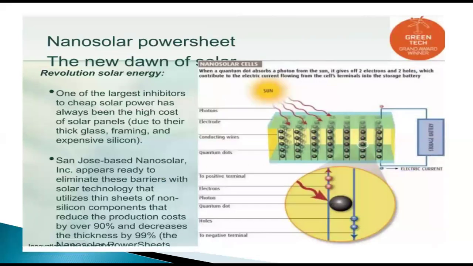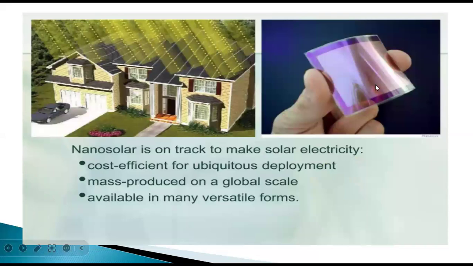And also by developing nano solar power sheets, using advanced technology, we can manufacture solar sheets, very high technology. Even with very little sun, very few sun rays, we can generate a lot of electricity. So that is the nano solar power sheet, one of the advanced technologies. It looks like this. Nano solar is on track to make solar electricity.